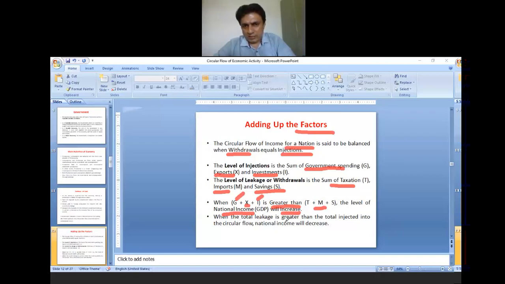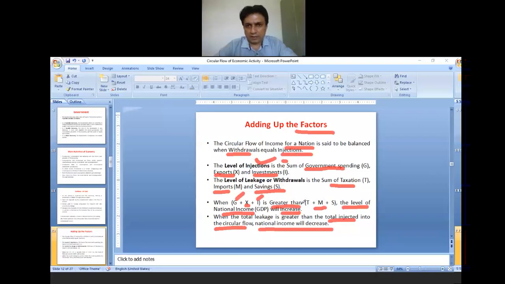And when the total leakage is greater than the total injected money into the market, the national income will decrease. So in order to increase the national income, and to run the economy smoothly, the level of injection will need to be much more. By doing this, the national income or the GDP will increase, and the government's task is basically to increase the GDP, the national income of the country.